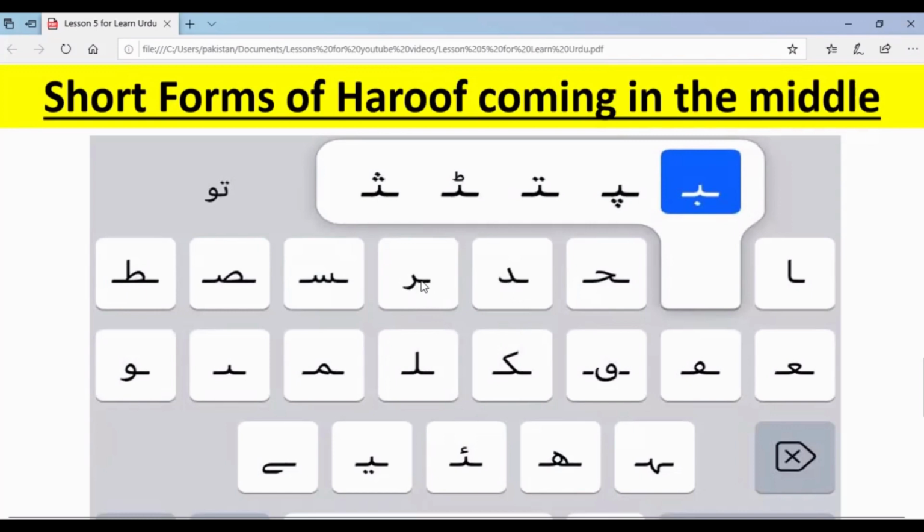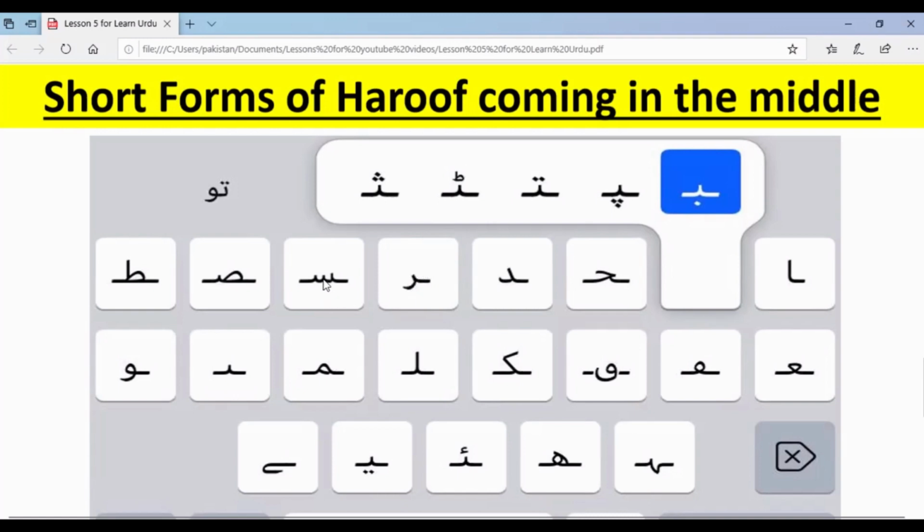With this tail, they will join with the previous letter, all these letters. And Re will be empty. As you know, Ade has a small toy sign at the top like this, and Ze has one dot, and Ye has three dots at the top.